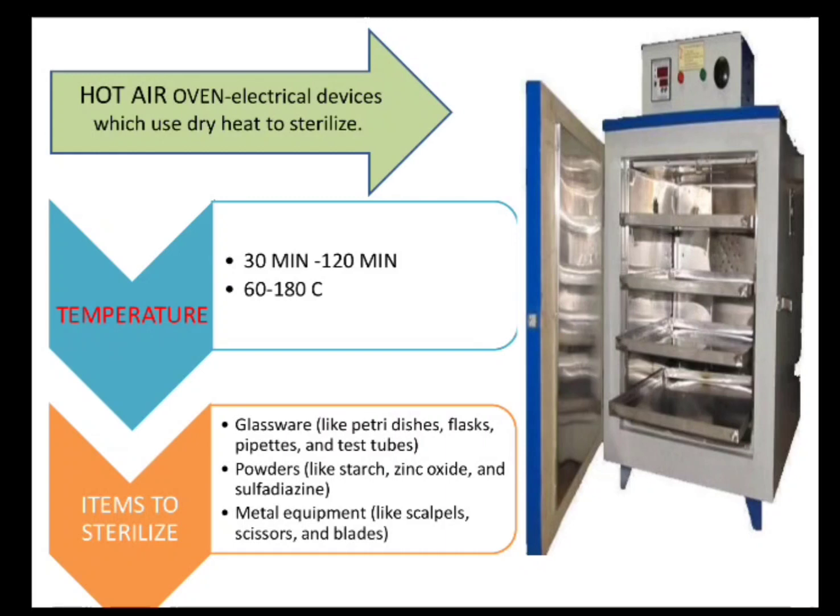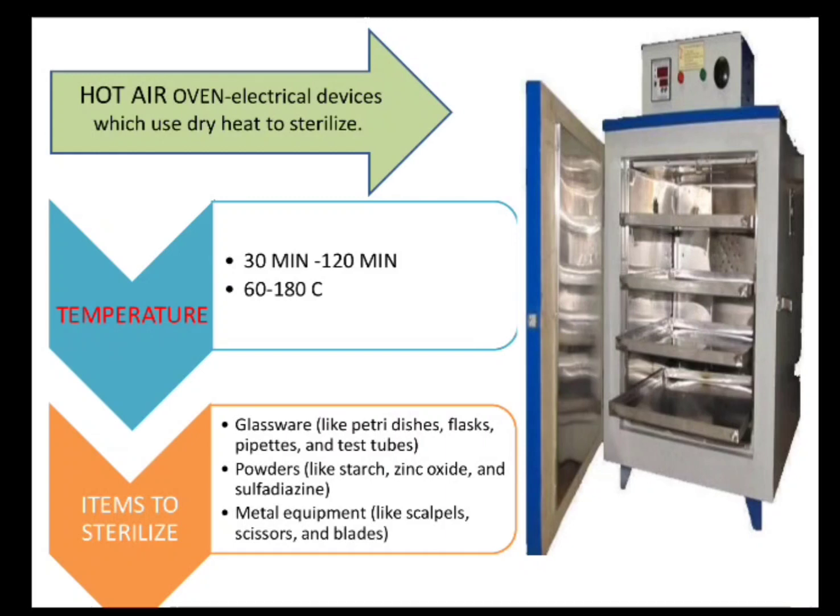What are the precautionary measures that you have to take while using your hot air oven? First of all, your holding time and temperature is very, very important. Your holding time starts only after the specific temperature has been reached. It is not as soon as you switch on the instrument. And the next precaution is that make sure that there is uniform distribution of air circulating throughout, and also make sure that once the instrument is switched off, the temperature has to come down to 50 degrees or below, and then only the instrument has to be opened.